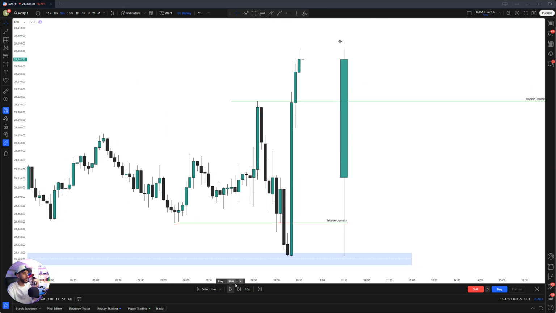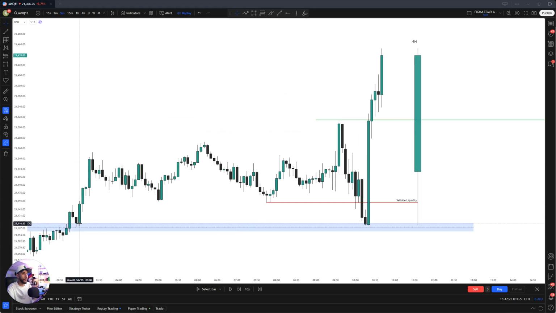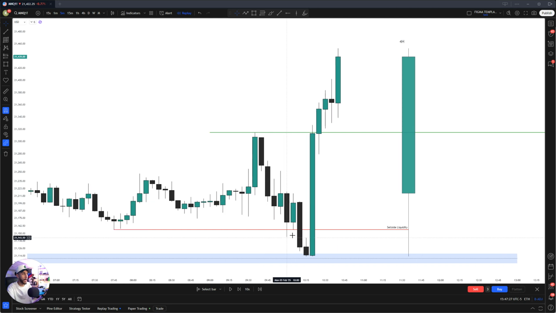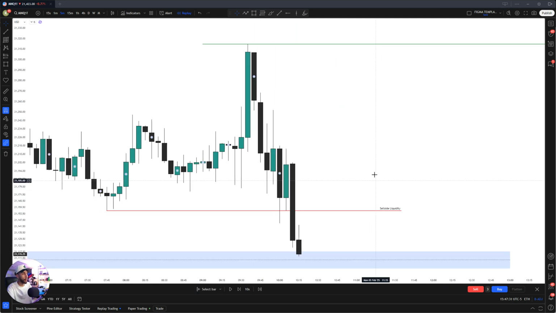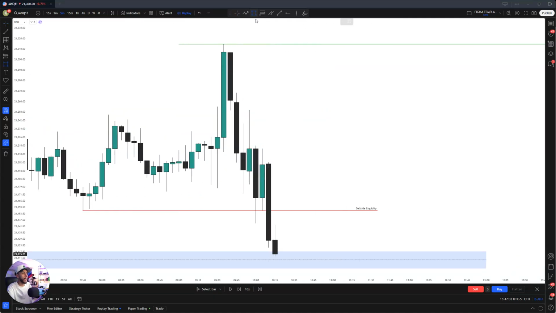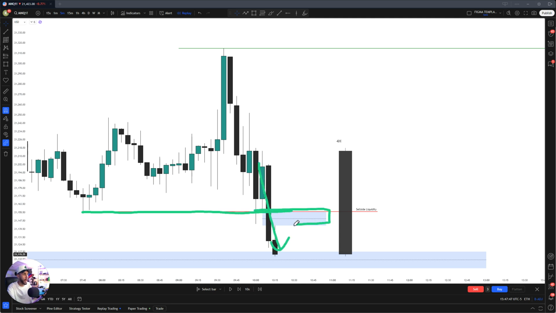So price comes down into this 1 hour fair value gap within discount, and then what do? Again, same thing, same rules apply. We have a fair value gap right here. This is going to be your structural fair value gap. Again, why is this your structural fair value gap? Because this was the one that was created after we swept this low. After we swept the low, this fair value gap here was created.